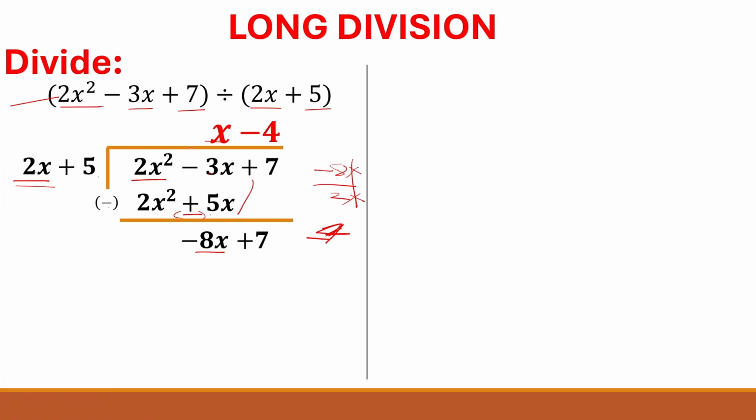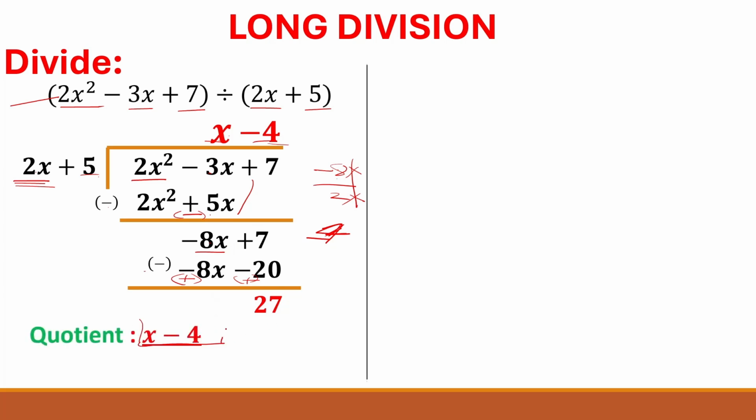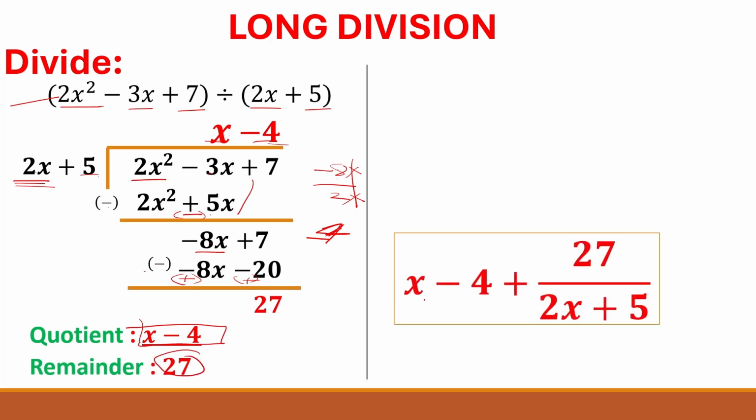Okay, next, negative 4 times 2 is negative 8. Negative 4 times 5, so you have negative 20. Then you subtract. So, negative 8 minus negative 8. So, ito magti-change yung sign. And then magti-change yung sign. So, 0 na to. And then 7 plus 20, so that is 27. So, our quotient now is x minus 4, and the remainder is 27. So, final answer is x minus 4 plus 27 over 2x plus 5. So, yung quotient plus the remainder over the divisor.